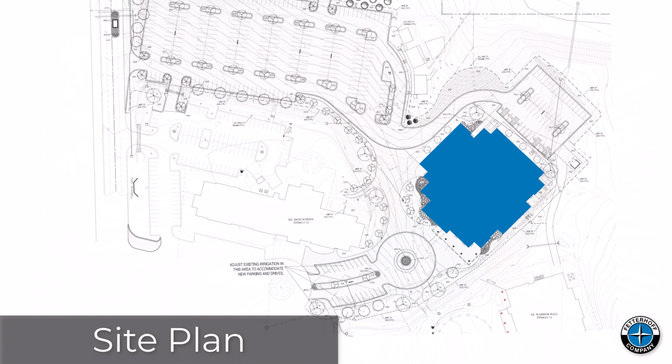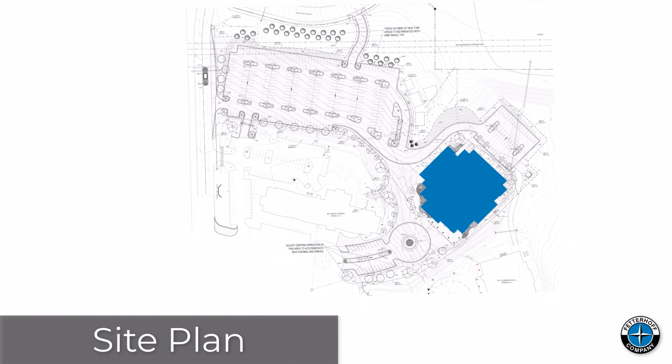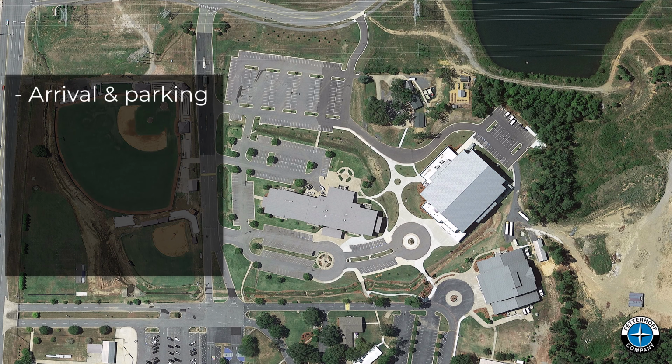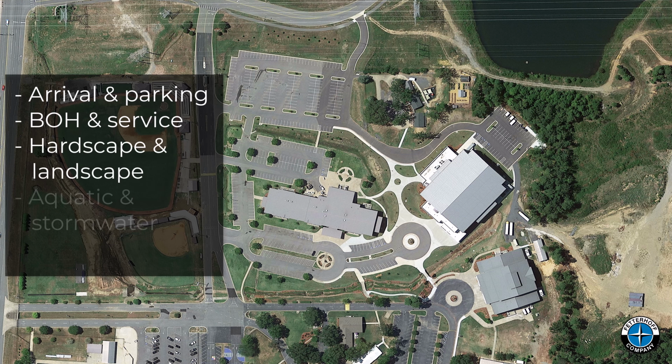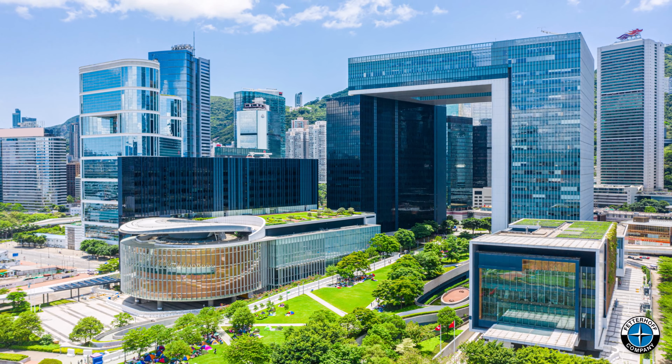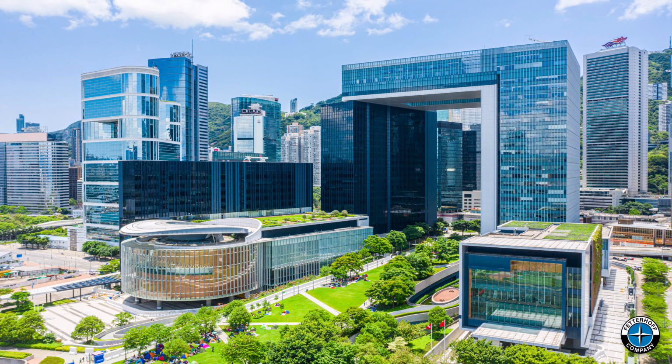The site plan is just an exterior floor plan. It presents a two-dimensional layout of the proposed improvements to the property. A list of typical exterior areas might include arrival roadways, drop-off and parking areas, back-of-house and service areas, hardscape and landscaping areas, and aquatic features and stormwater retention requirements. It also shows the site's topography. Topography can present creative design opportunities but can sometimes make the land inefficient.